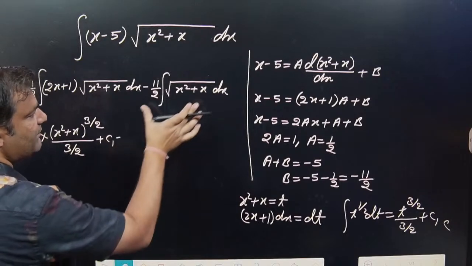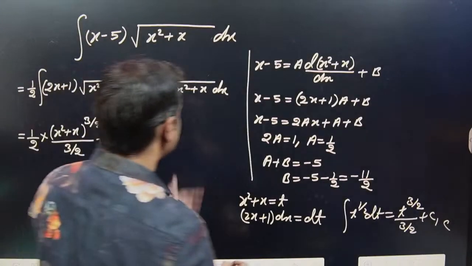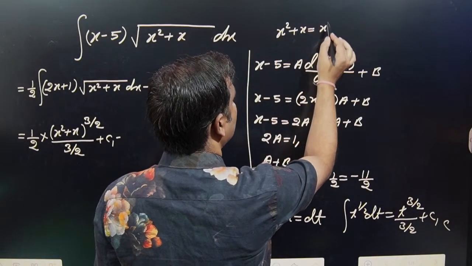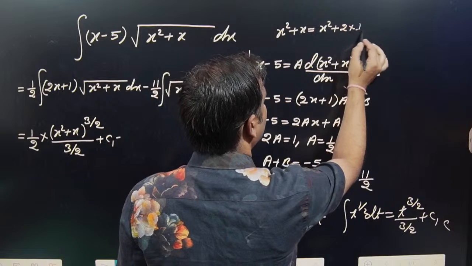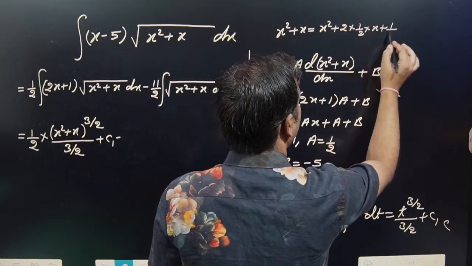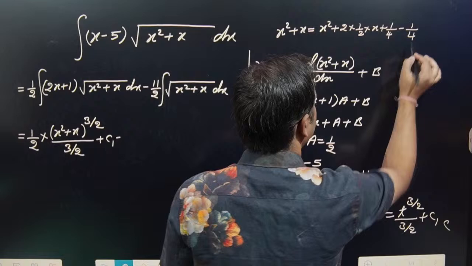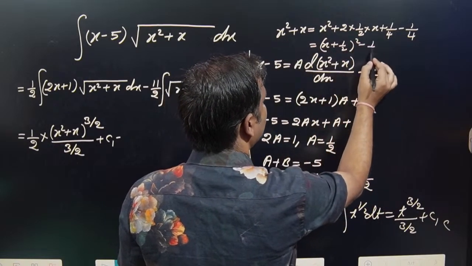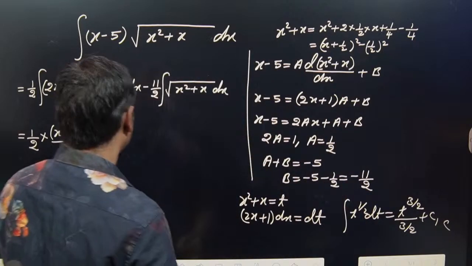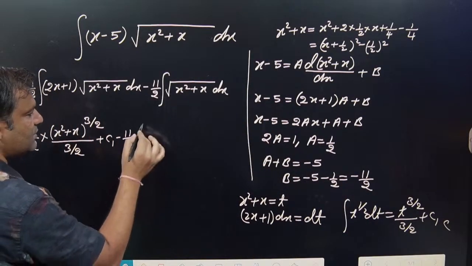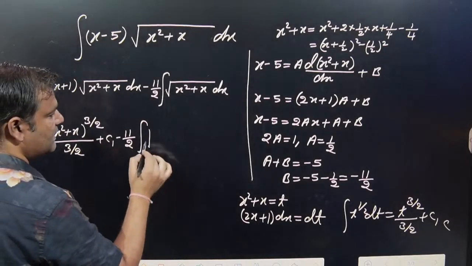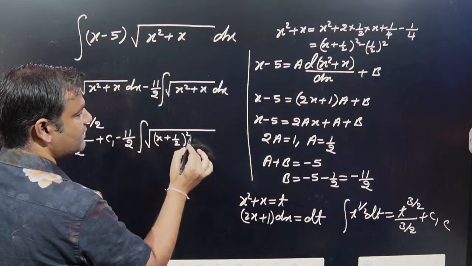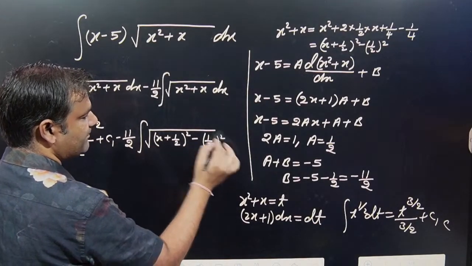Simply, first of all make a perfect square. Okay, this one make a perfect square. Here x square plus x is written as x square plus 2 into 1 by 2 into x plus 1 by 4, adding and subtracting 1 by 4, and that is x plus 1 by 2 to the whole square minus half to the whole square. Okay, so minus 11 by 2 integration of under root of x plus half whole square minus 1 by 2 to the whole square.